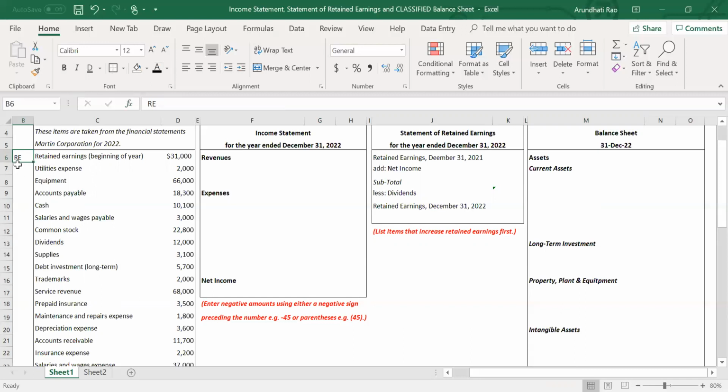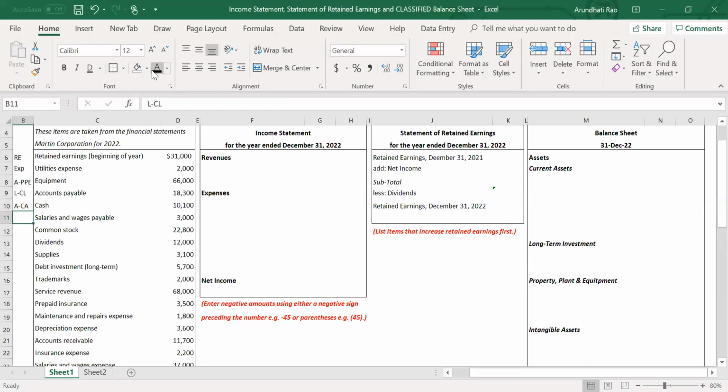Utilities expense, I know what this one is. It's an expense. Equipment, this is an asset. It's property, plant, and equipment. Accounts payable, go down. That's a liability, and it's a current liability. Accounts payable means these are monies I owe my vendors. Cash is pretty obvious. It's an asset, current asset.